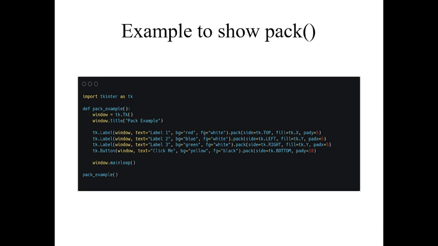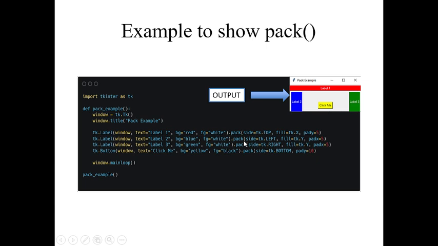The same example, but now using dot pack. Again, the three labels with the same red, blue, green colors, one button with yellow color, and the foreground for the three labels is white, for the button is black. All these things are the same, the only change is that now we are using dot pack instead of dot grid.